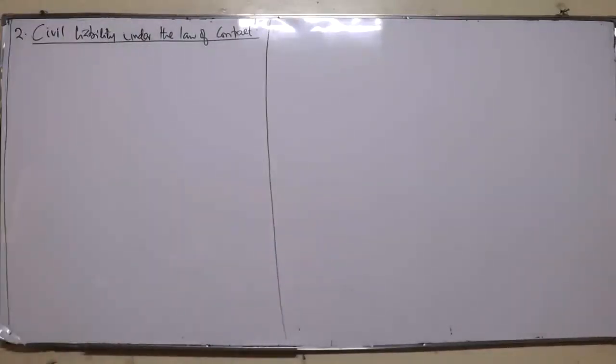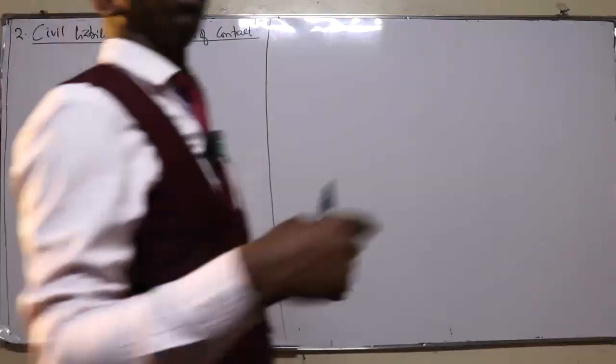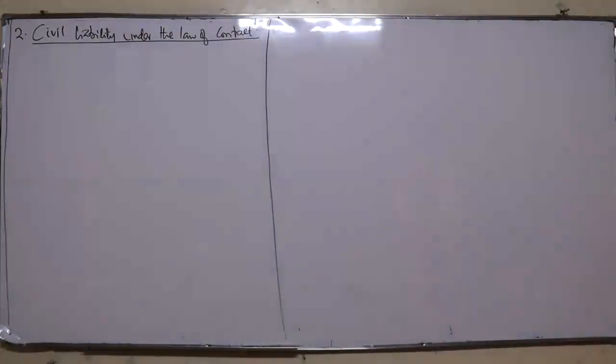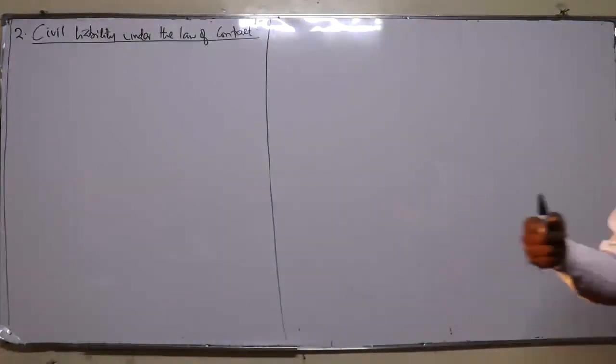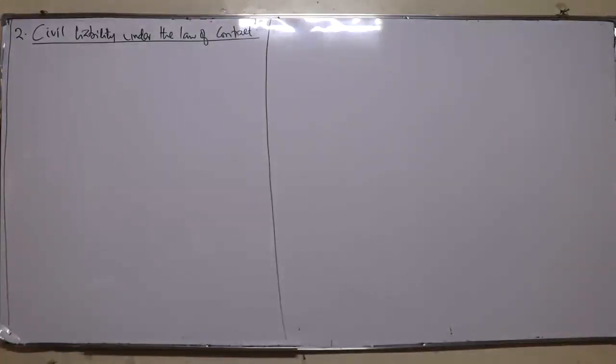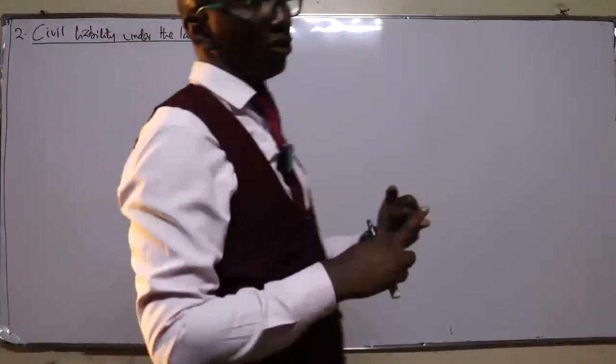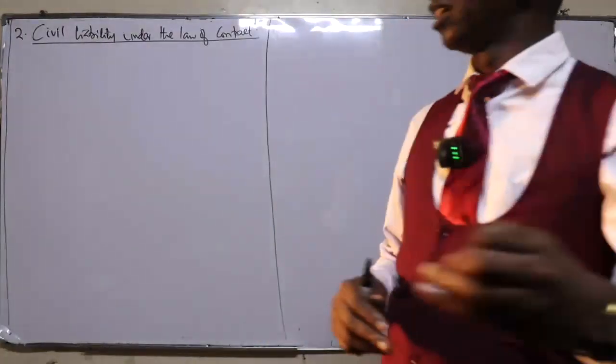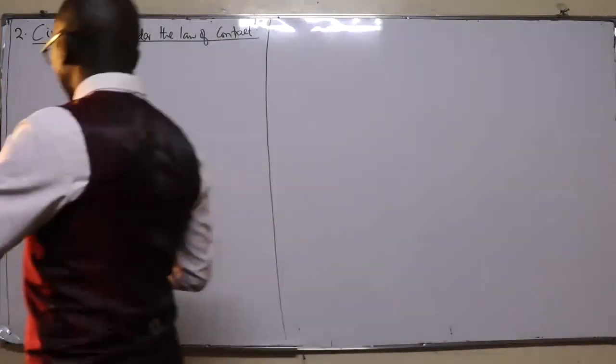Remember how we started this topic? We started by indicating the persons to whom the auditor is answerable. Number one was the government, hence we did criminal liabilities. Now we are doing civil liability under the law of contract, where we say that the auditor is answerable to the shareholders, or basically we talk of the client.